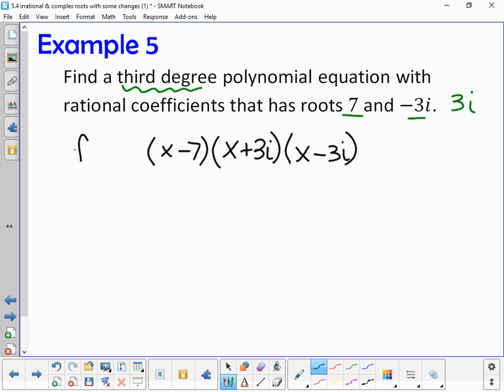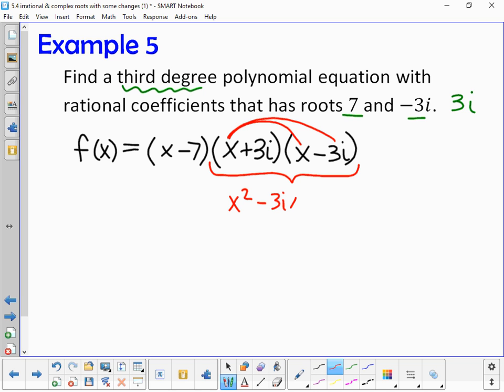So really, this is a function that has those particular roots. This function is in intercept form, though. I want to go ahead and put it into standard form. If you have a polynomial in intercept form, remember that to put it into standard form, you just have to multiply it out. Now, there is an easiest way to do this. You can do it a lot of ways, but the easiest way is to select the two factors that have the i's and multiply those two together first, and then multiply by the x minus 7 second.